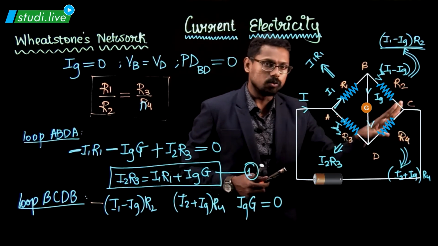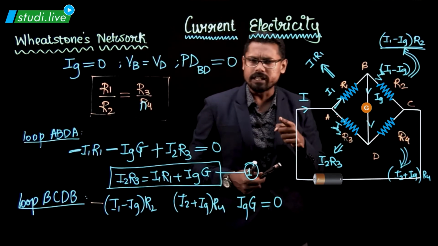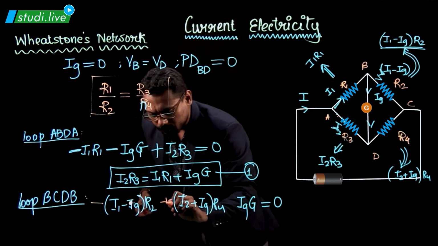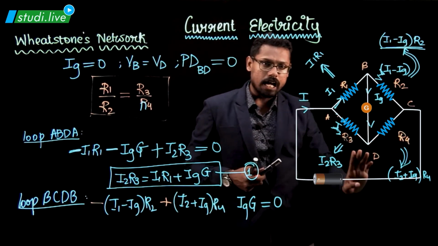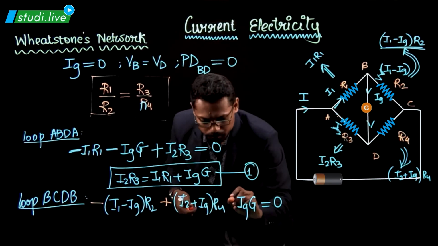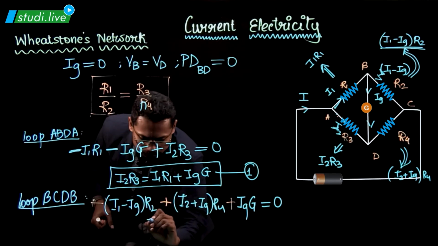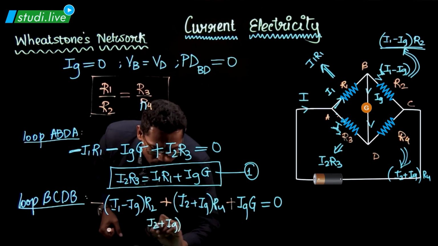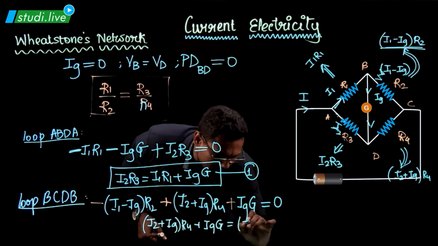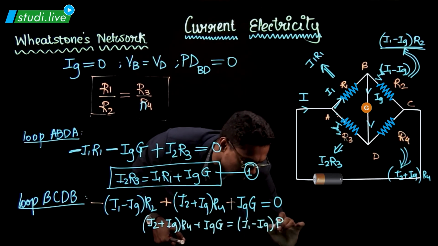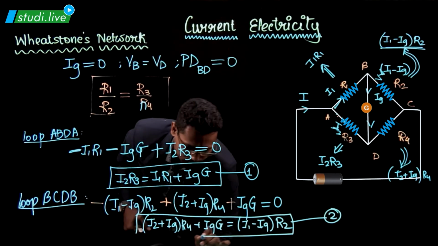Okay, let me walk from C to D. Current is flowing from here to there, from D to C. I am measuring from C to D, opposite directions, right? So when it is opposite directions, it is positive. Okay, let me walk from D to B. Current is moving from B to D. I am walking from D to B, opposite directions, positive. Let me shuffle up everything negative to the other side. Okay, so what do I get? I get it this way. I2 plus Ig into R4 plus IgG is equal to I1 minus Ig into R2. Mark this as equation number 2.